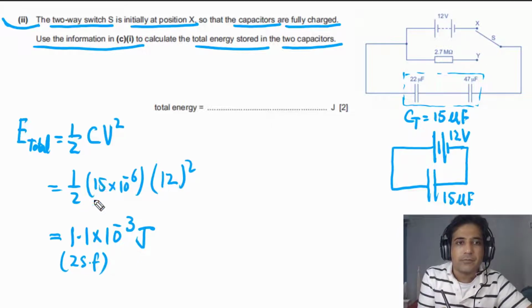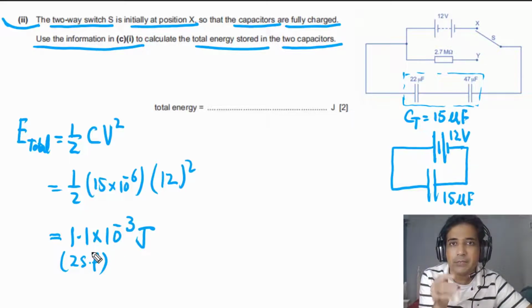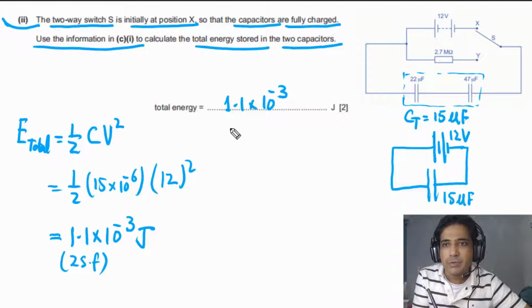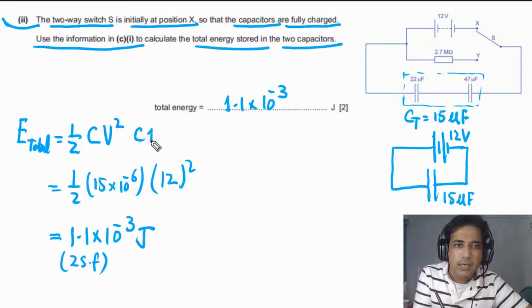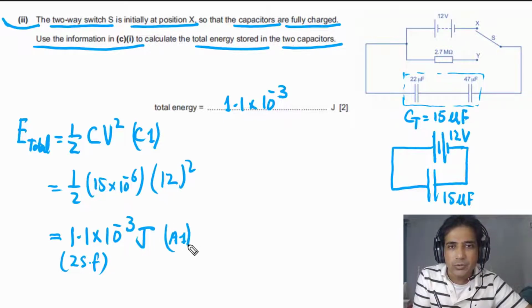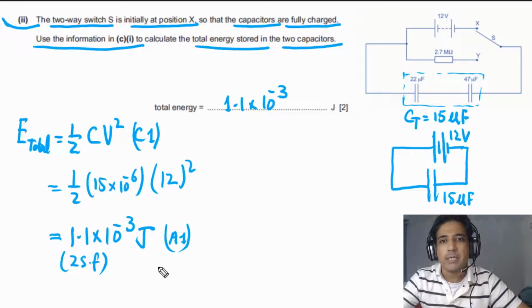Up to 2 SF, because this data has 2 SF. So we have to follow the least number of SF in the given data. So our final answer is 1.1 times 10 to the minus 3 joules. And this question has 2 marks. The first mark is for writing this formula, and the second mark is the answer mark. If you have got the right answer, you will get 2 marks. So this is how marks will be awarded.